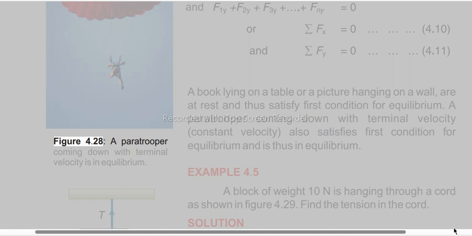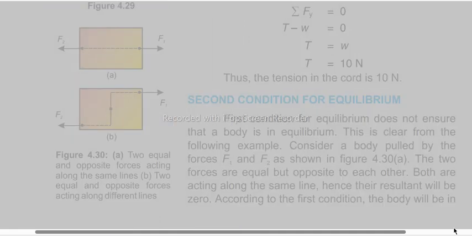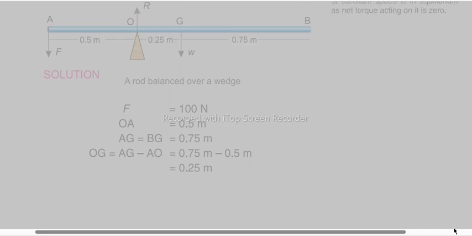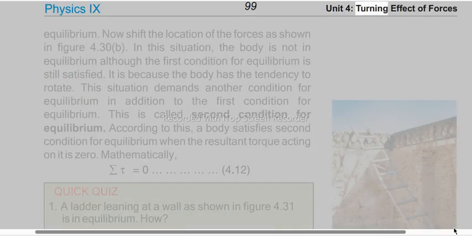Figure 4.28, a paratrooper coming down with terminal velocity is in equilibrium. Figure 4.29. Figure 4.30, A, two equal and opposite forces acting along the same line, B, two equal and opposite forces acting along different lines. 0.5 m, 0.25 m, 0.75 m. Physics 999, Unit 4, Turning Effect of Forces.